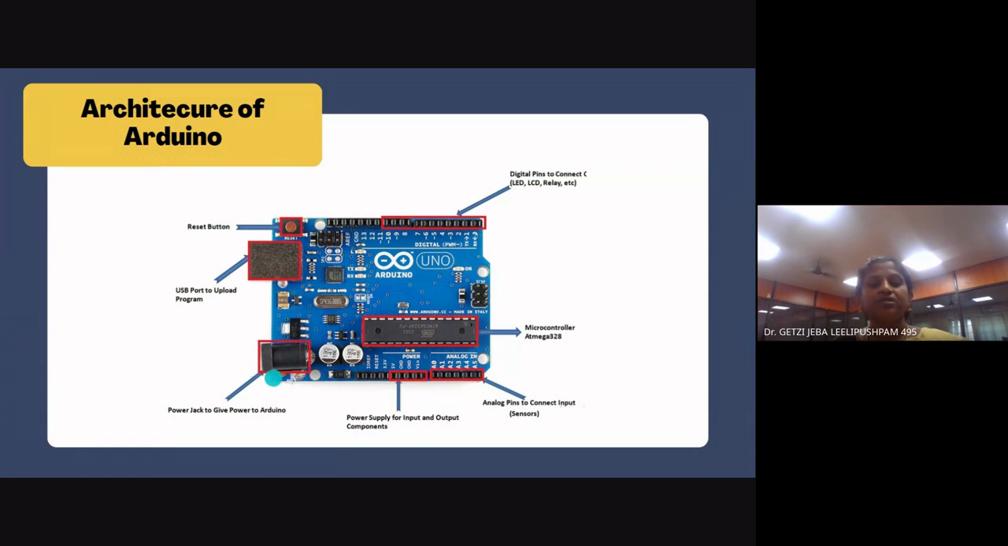Then you have a power jack where you can connect an adapter and give power to this Arduino board. It also has a few analog pins to connect your analog-based sensors. And then you have a power supply. So we have the voltage in, two grounds, and the 5 volts. So this is the board which you might have worked with in 6 of your experiments in the laboratories, right?